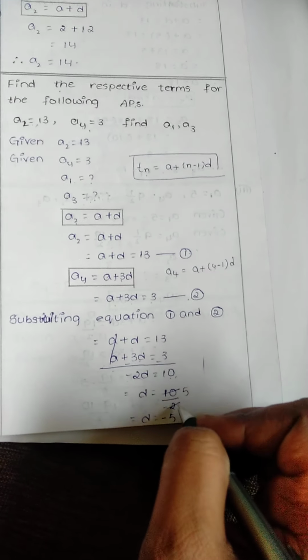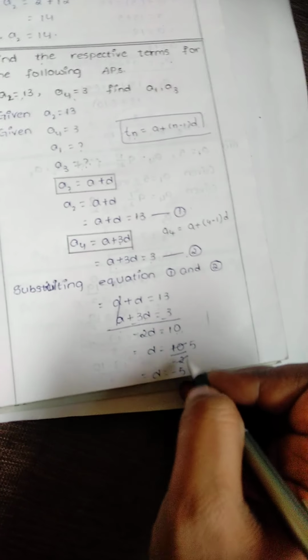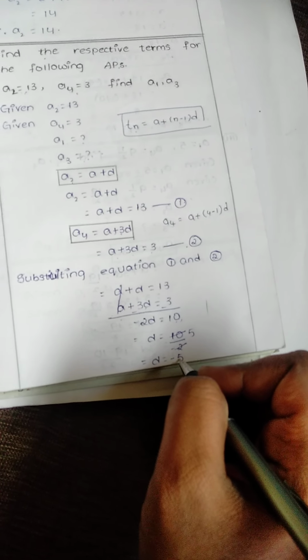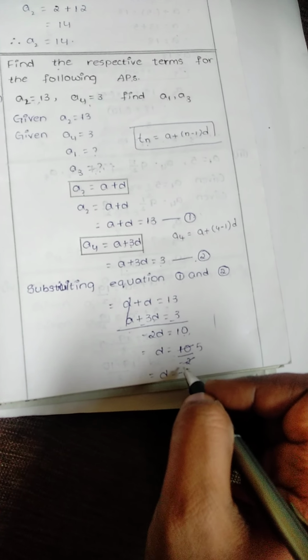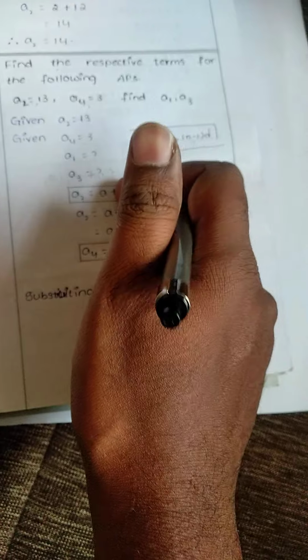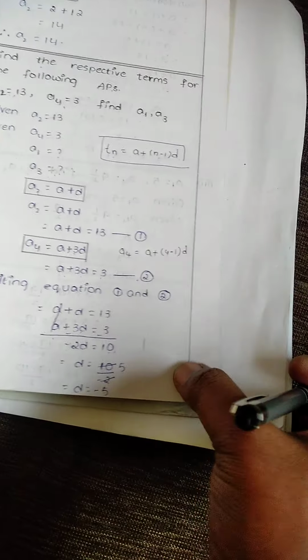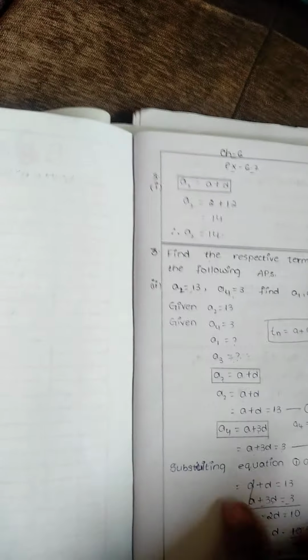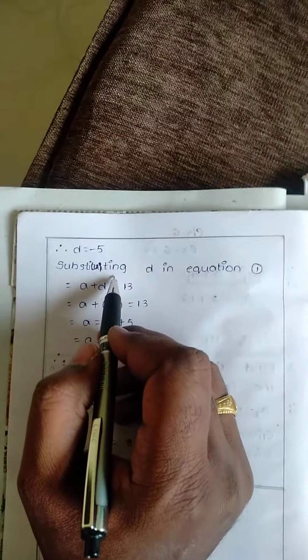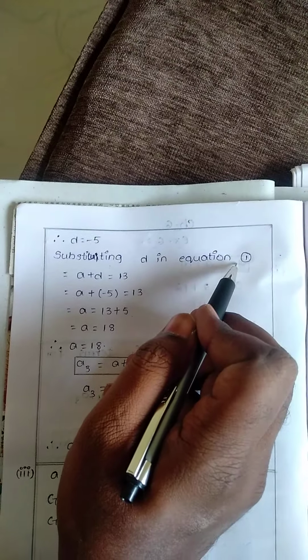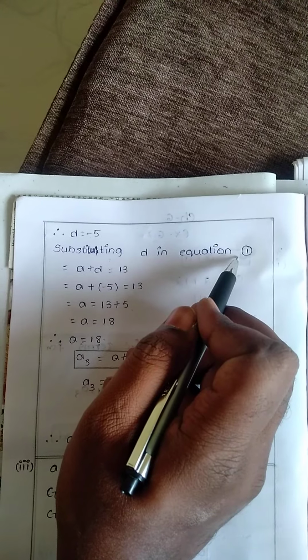Then d is equal to 10 by minus 2. 2 ones are 2, 2 fives are 10. So d value is how much? Minus 5. Substituting this d value in equation 1 or equation 2, you will get the value of a. Okay. Next, d is equal to minus 5, substituting in equation 1. Sir, shall I substitute in equation 2? Yes, your wish. You can substitute anywhere.